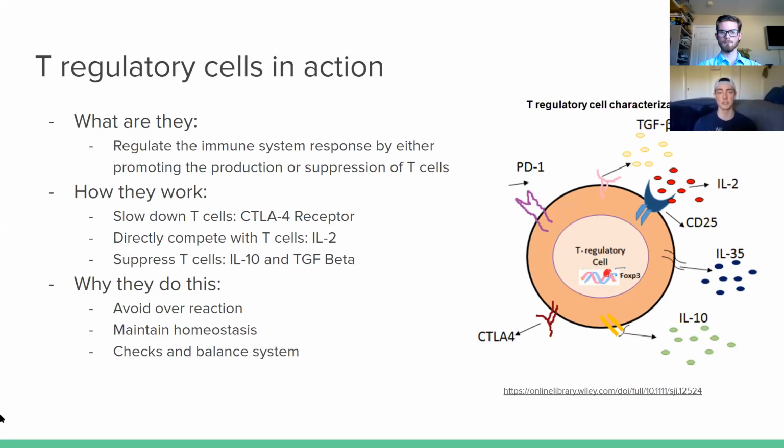Why do they do this? Like we said above, to avoid an overreaction. You don't want any tissue damage or organ damage. You want the punishment to fit the crime. Maintain homeostasis. The body likes to maintain a neutral kind of chill level, I guess, and not have massive fluctuations all around. And it's also used as a checks and balance system to make sure the body isn't spending vital resources creating T cells that aren't necessarily needed to fight off an infection.